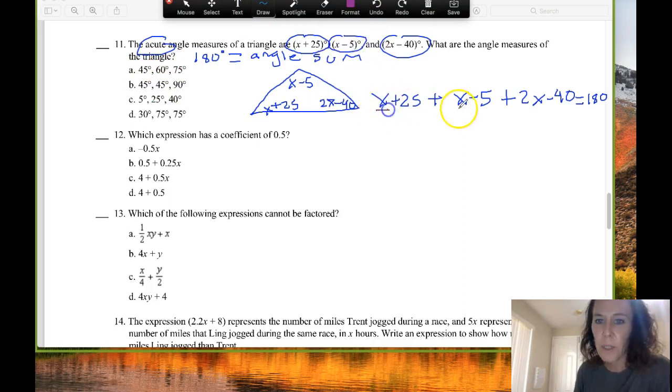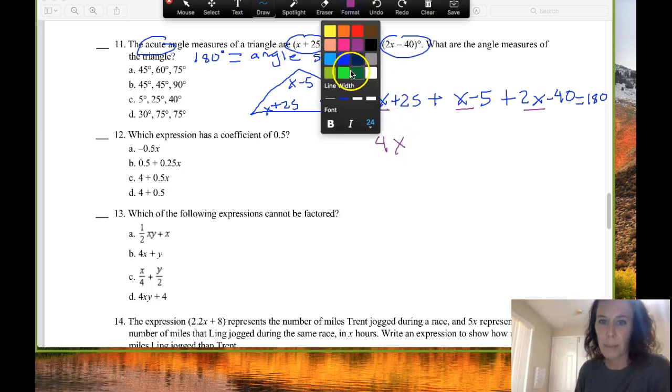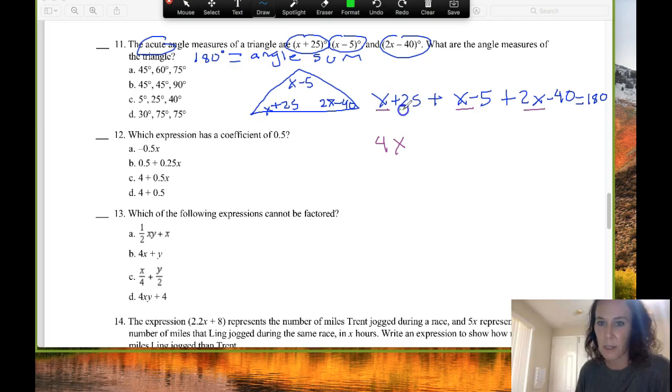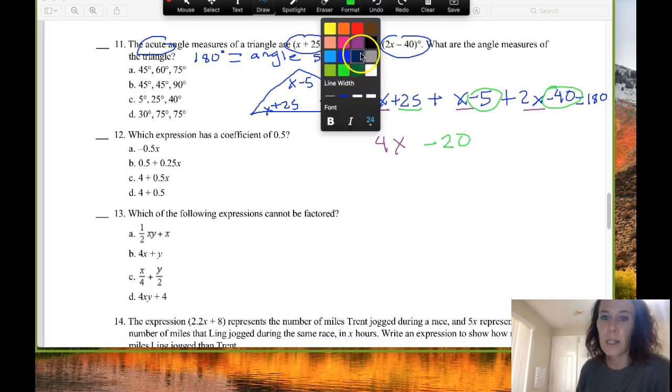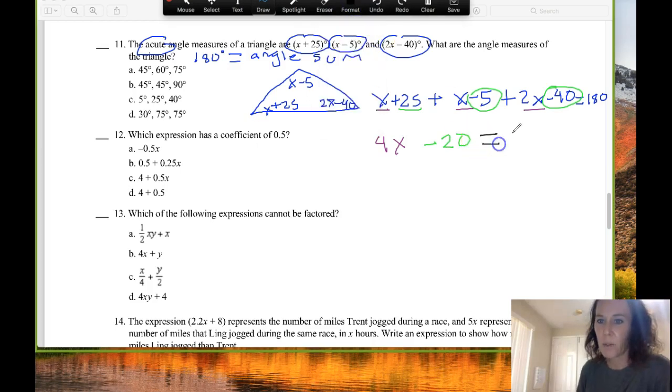So our like terms, all the x's, let's underline them. I have 1x plus 1x plus 2x's. So 2x's, 3x's, 4x's. Okay, so I've done my x's. Now let's combine our constants. We've got 25 and then minus 5 and then minus 40. If I go 25 and minus 5, that's 20. And then 20 minus 40 is going to give me a negative 20. Now I'm going to set that equal to 180.